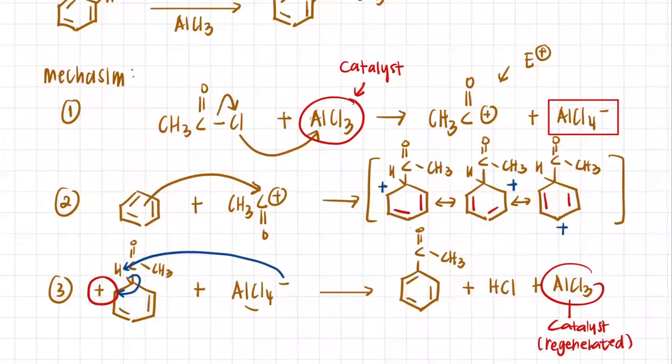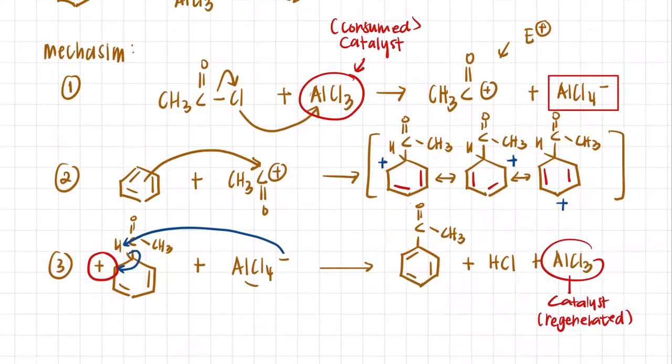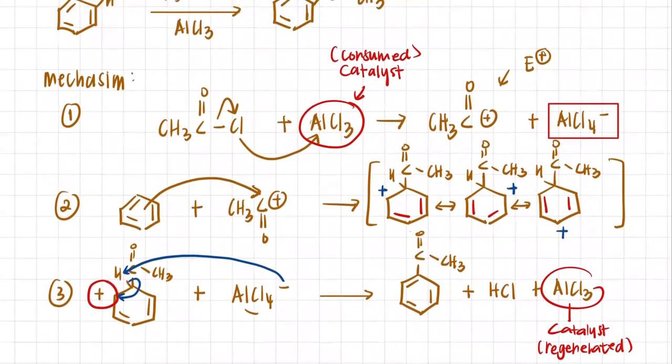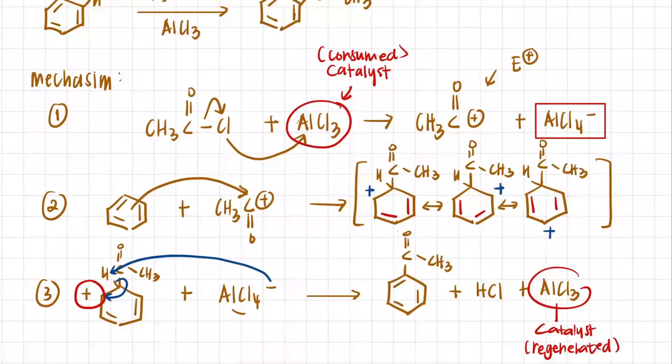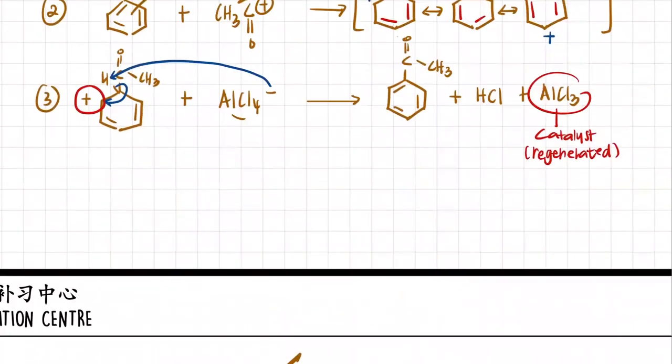So the catalyst at the first stage will be consumed. We consume the catalyst at the first stage and later regenerate it at the last step. So this is the mechanism for acylations, same as alkylation. It just differs in terms of the electrophile formation. Okay, we go for the next mechanism.